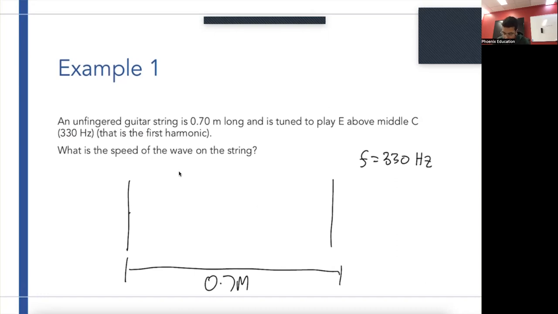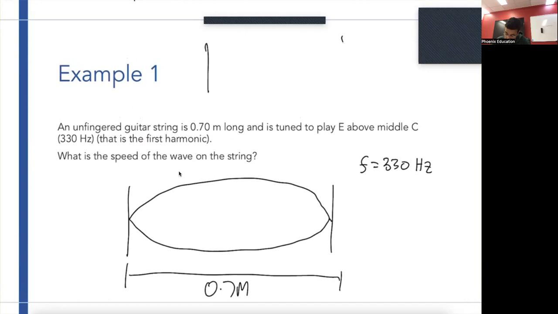So it says that it's formed at the first harmonic. The first harmonic means that it forms one antinode only, all right? So one antinode like this. That's the first harmonic. If it says second harmonic, then it would be two antinodes. So something like this, all right? Just remember that the harmonic corresponds to the amount of antinodes there are.